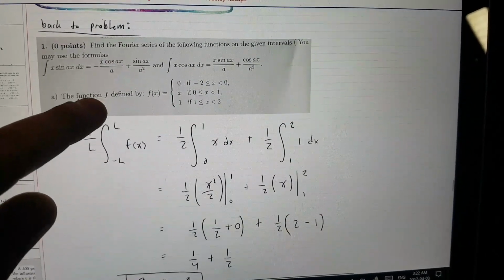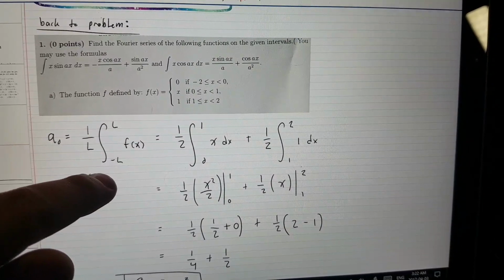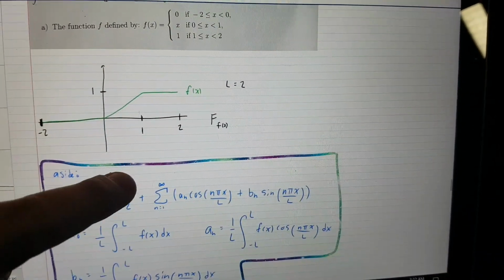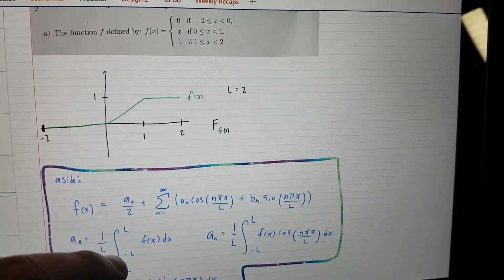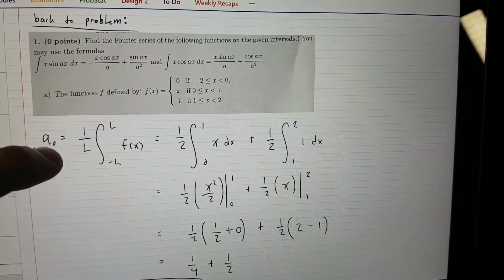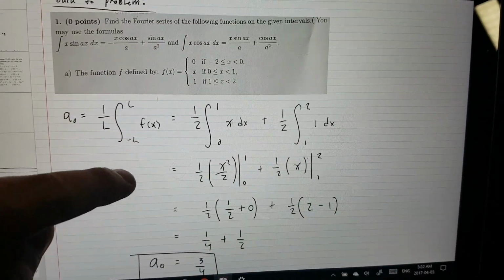So the function, if you look at the graph, is not necessarily even or odd. It doesn't really follow those. So you pretty much have to evaluate and find all three of these. They're all going to exist.